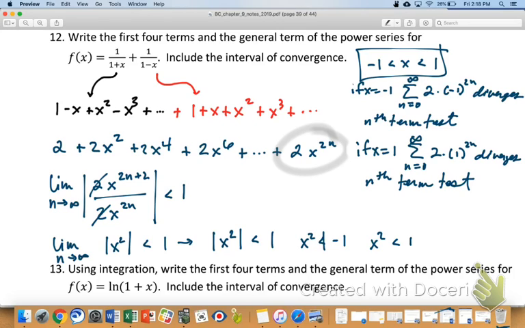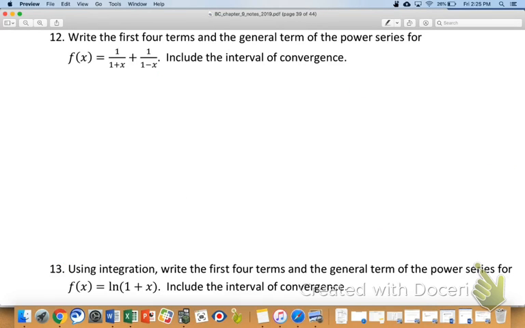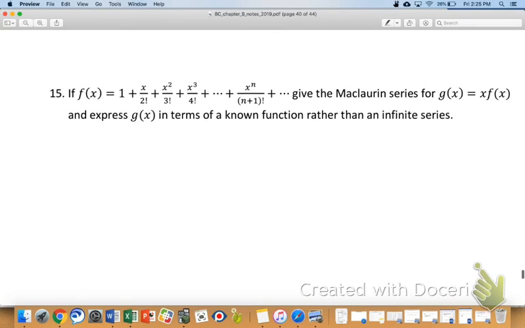Okay, so I'll give you a choice here. 13 and 14 have to do with integration. 15 is kind of like what we finished with last time, where you're like a detective figuring out which function made this power series. What do you want to do right now? The detective one? Yeah. Okay, so let's take a look at 15. We'll come back to 13 and 14 at the end. So here is 15.